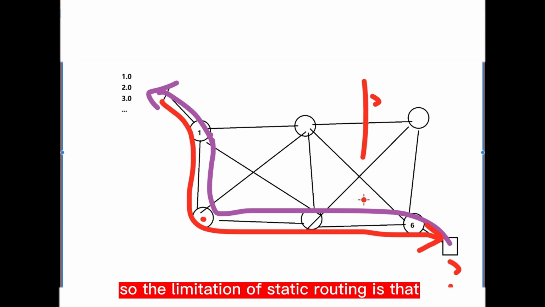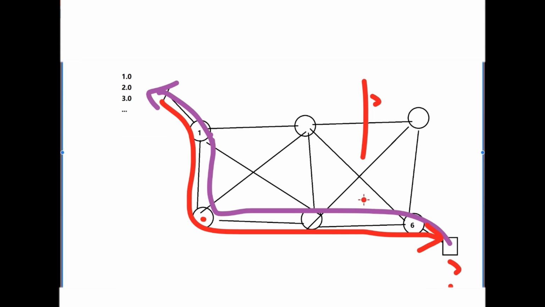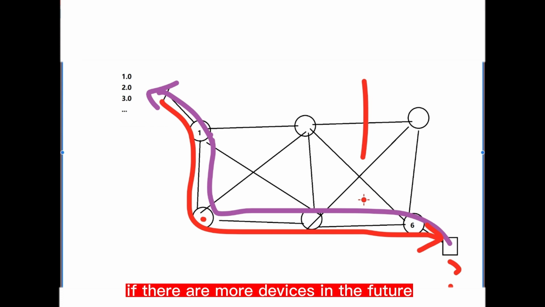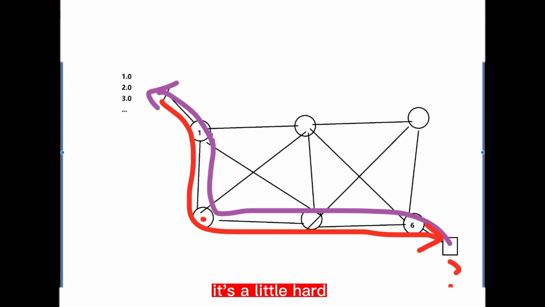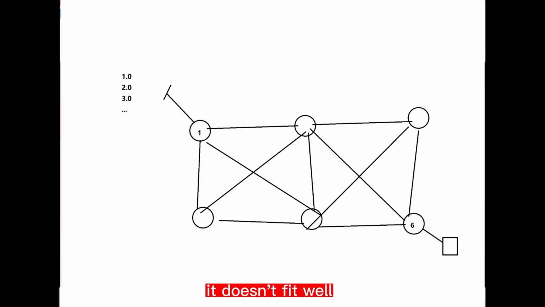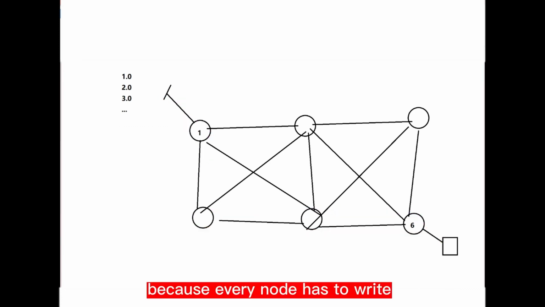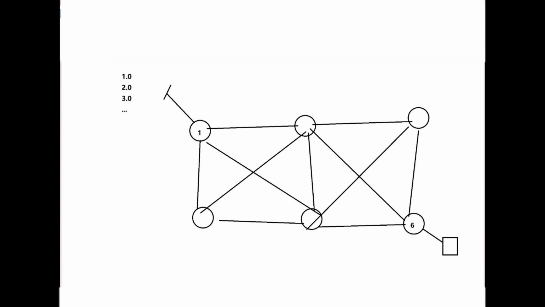So the limitation of static routing is that if there are more devices in the future, when there are many network segments, it's a little hard. It doesn't fit well, because every node has to write. Over workload, and more error-prone. Not easy to troubleshoot, because it is written statically. If you look at it, you have to look at it one by one.